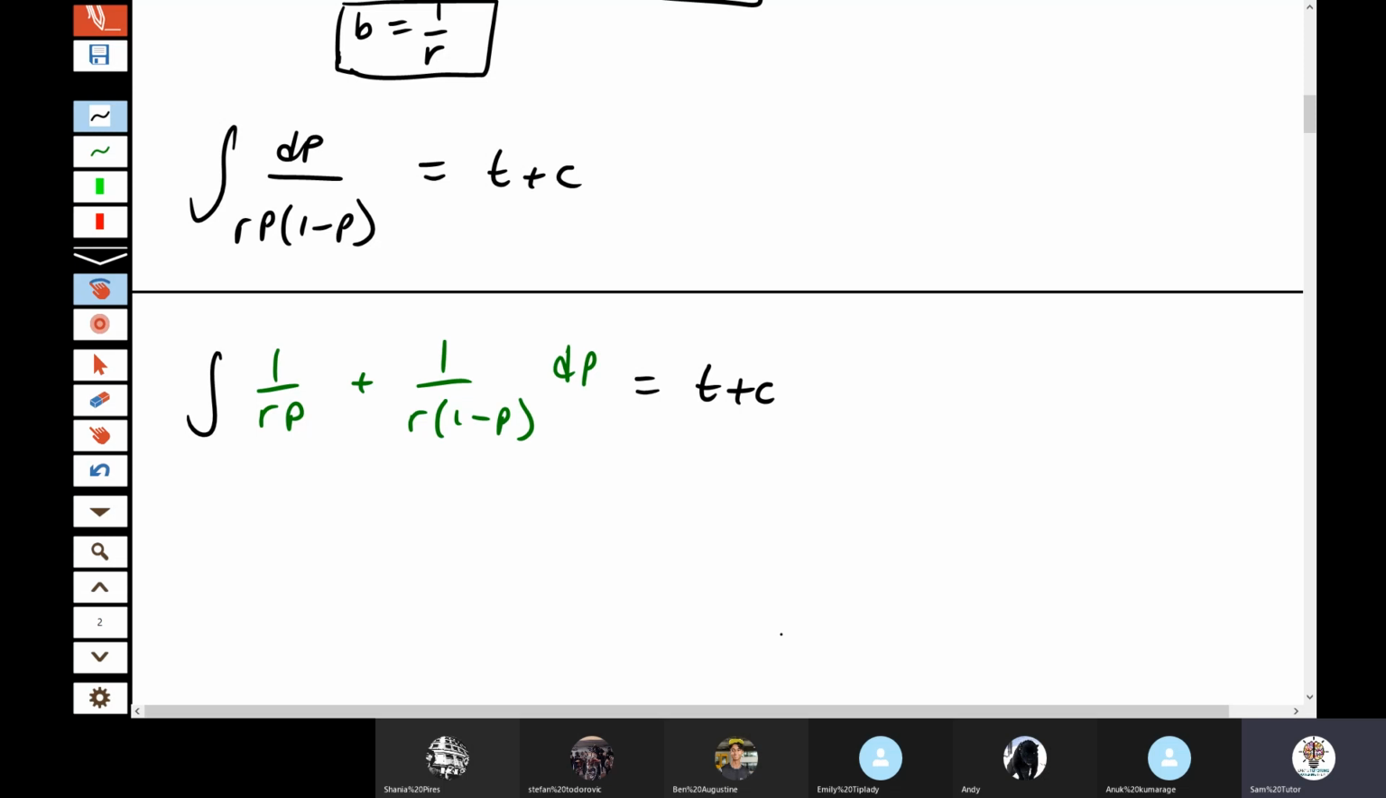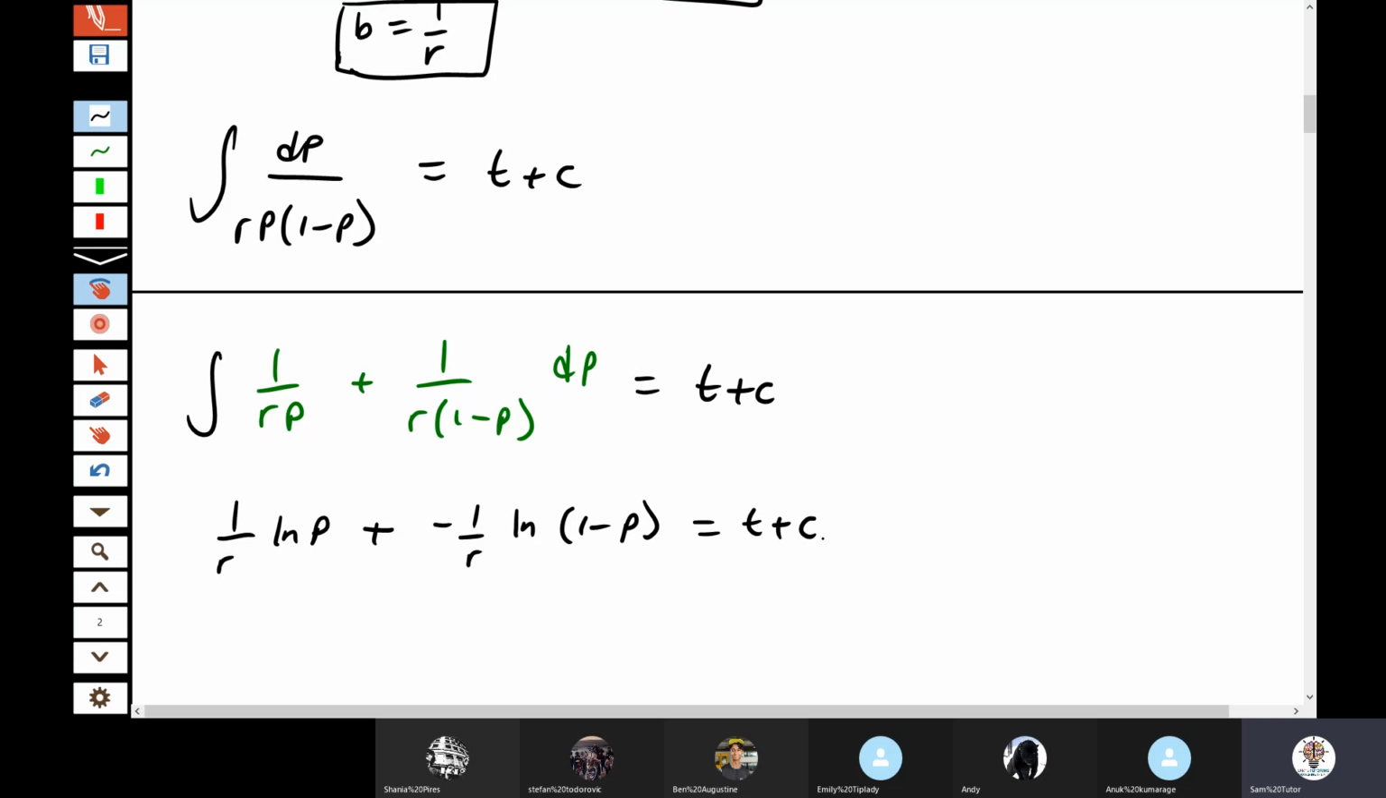Yes? Hit me. 1 over rp. How do we integrate that? What does that become? Remember, r is just a constant. So think of 1 over p. ln. So the answer is 1 over r log p plus, what about the next one again? 1 minus p in brackets. Also ln. But because you've got to differentiate the inside, it's negative. So it's negative 1 over r log(1 minus p) equals. Oh, by the way, you know that logs and exponentials are 100% going to become logs. That's a given. But anyways, ln's. Is that okay?